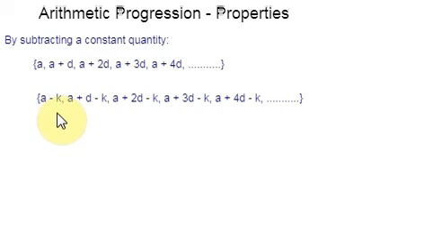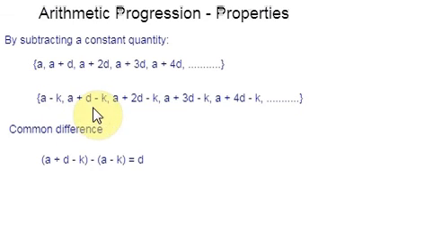And what about the common difference? Let's find the common difference by subtracting the first term from the second term: a plus d minus k minus a minus k. If you distribute the sign, a and k get cancelled out and you will be left with d. Therefore, the terms of this sequence form an arithmetic progression. So you can conclude that if a constant quantity is subtracted from each term of an arithmetic progression, the resulting terms are also in arithmetic progression with the same common difference.